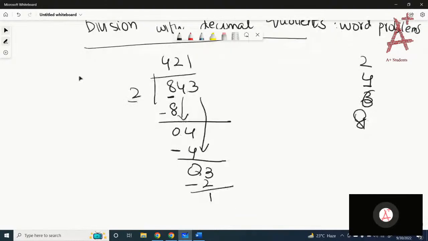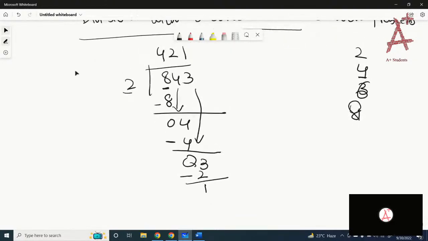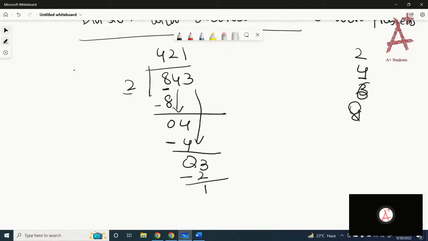So now we don't have any other digit to bring down. Got it? So we have to put a decimal point over here and add a 0 over here. Got it? So now you can count a table of 2 until you get the answer 10. Got it? So 2 times 5 is 10, and 10 subtract 10 is 0. This way you can get the quotients with the decimal points. Got it? So it's 421.5. Got it?